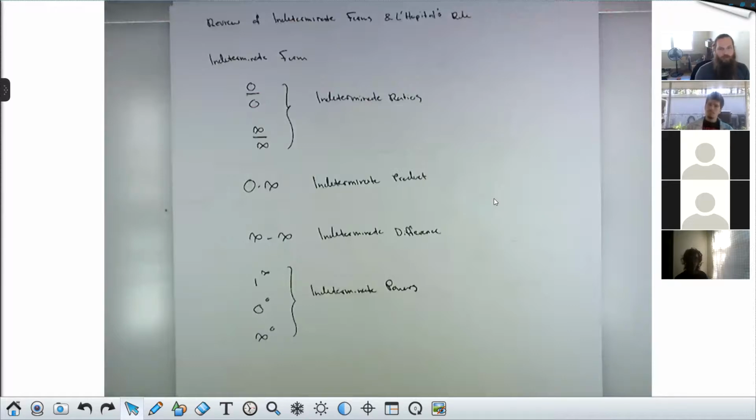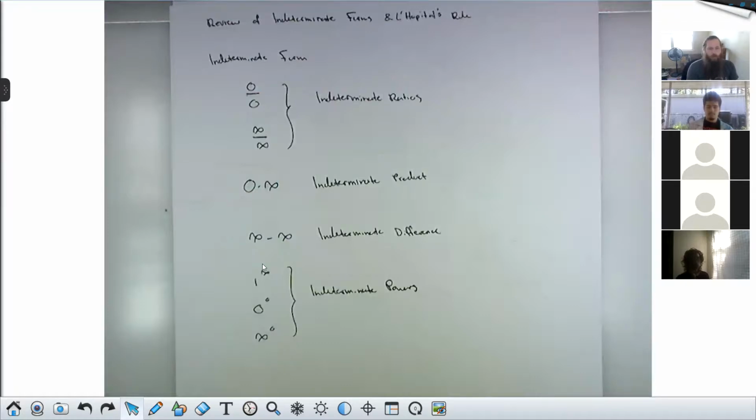If you see any one of these things, it means you've got to stop. You've got to put on the brakes. You cannot cancel 0 over 0 or infinity over infinity and call it 1. You cannot say 0 times infinity is 0. You cannot say infinity minus infinity is 0. And you can't assign a particular value to any of these right away either.